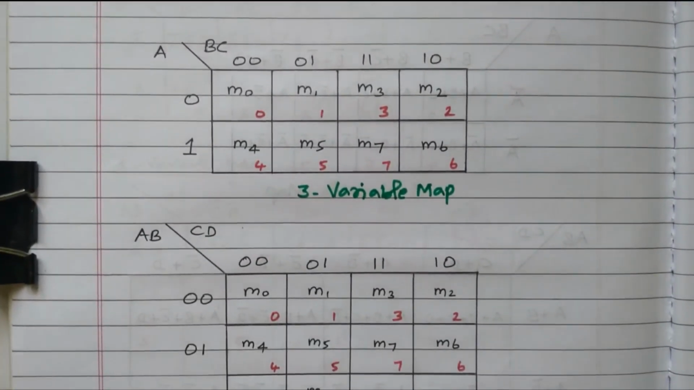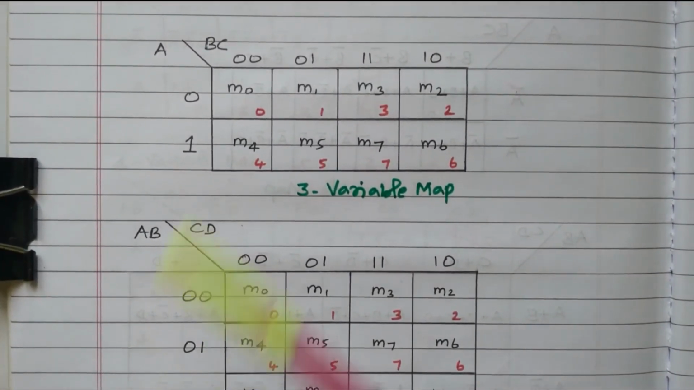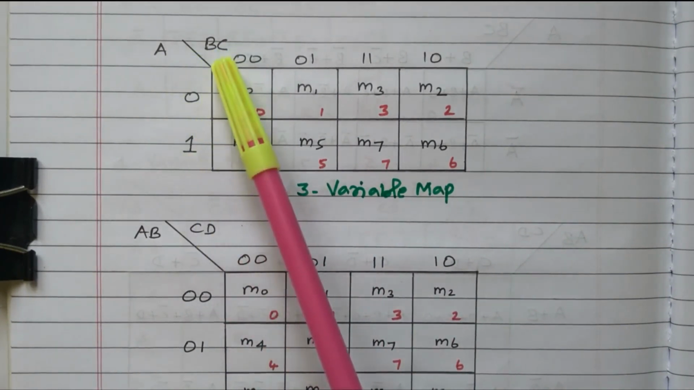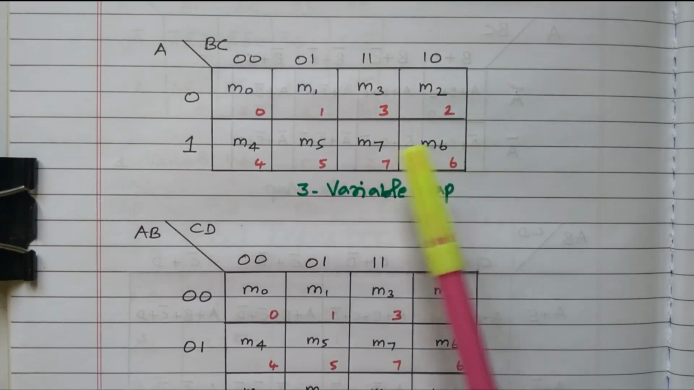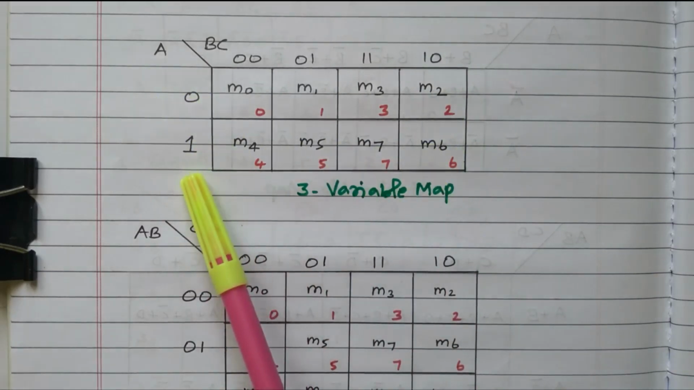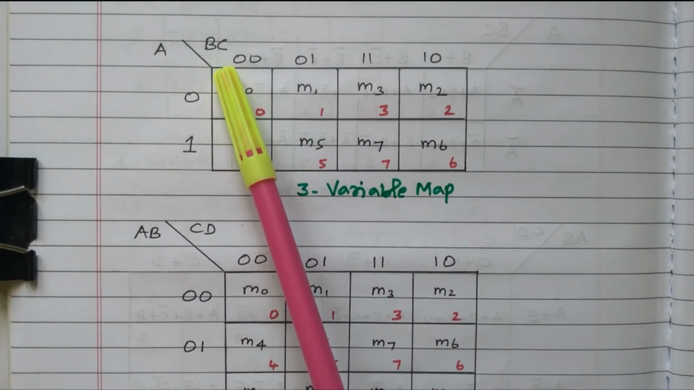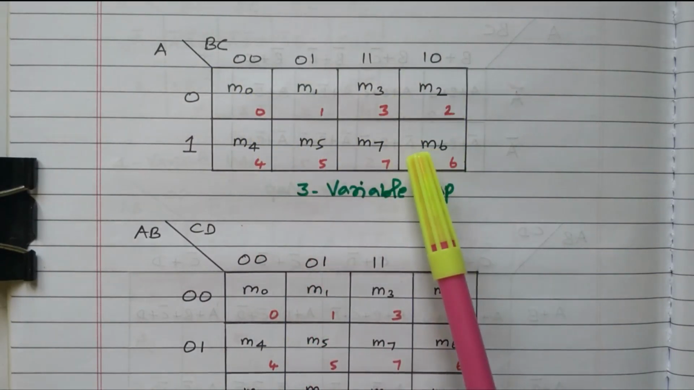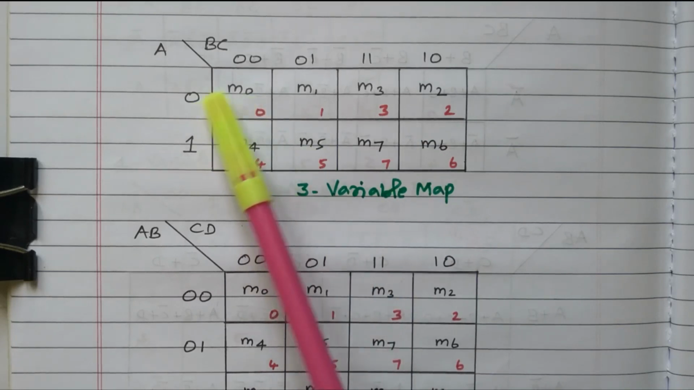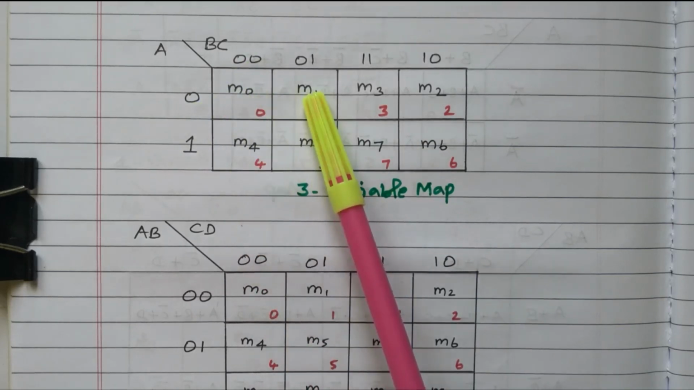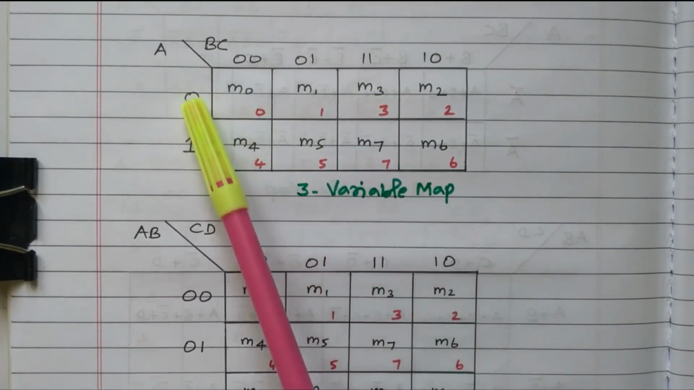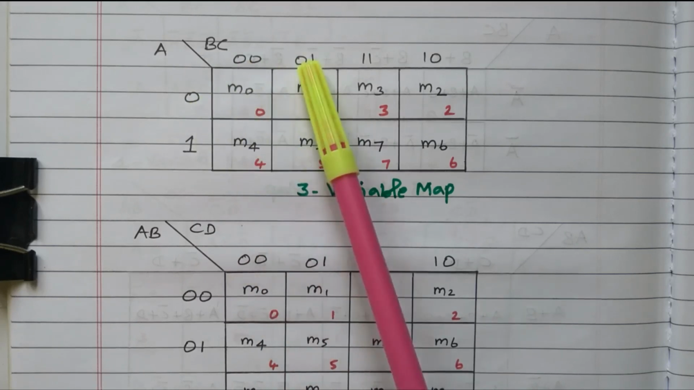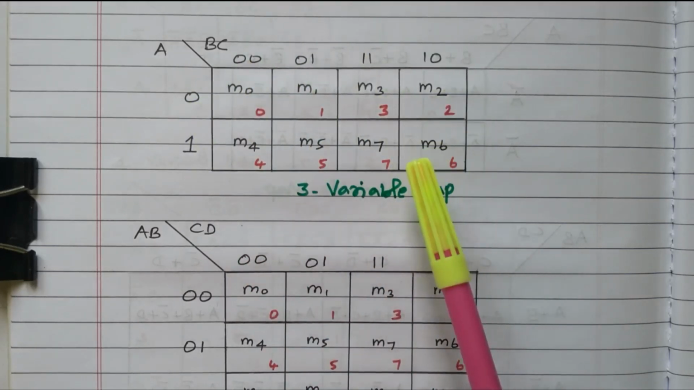Now we will see the three variable map. Let us consider the three variables A, B, C. A is represented vertically, B, C represented horizontally. A has two options 0, 1. B, C have the four possibilities 0, 0, 0, 1, 1, 1, 1, 0. So what is the first cell? 0, 0, 0. Second one 0, 0, 1. Third one 0, 1, 1. Fourth one is 0, 1, 0. You have to write this 0 with this, this 0 with this, this 0 with this, so that we can write.